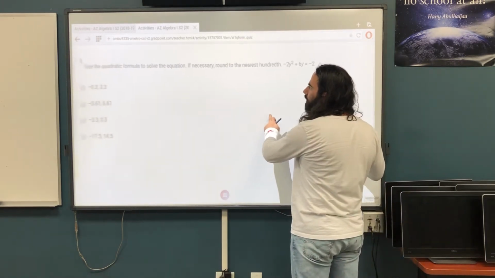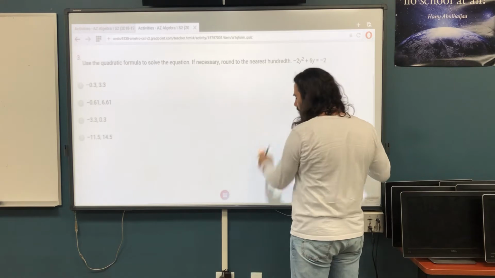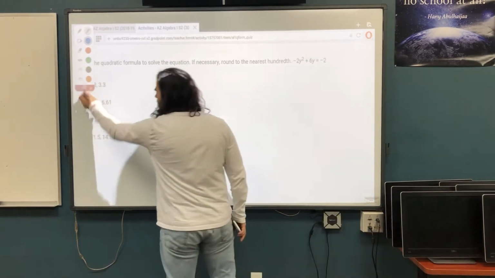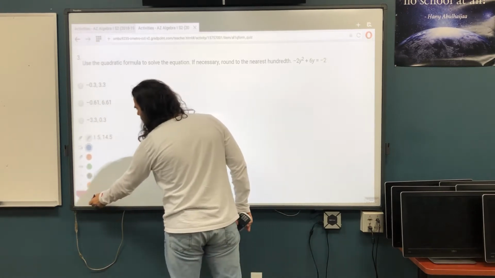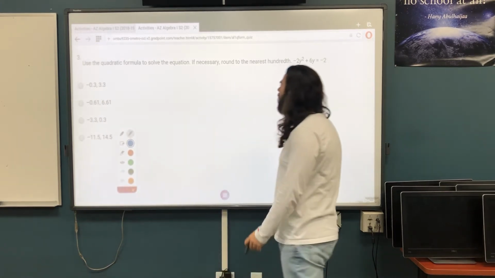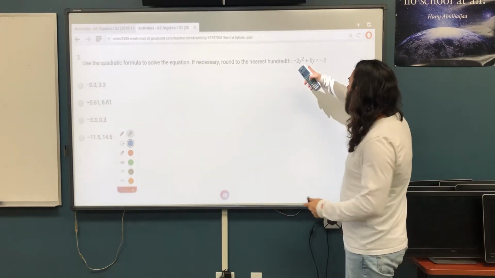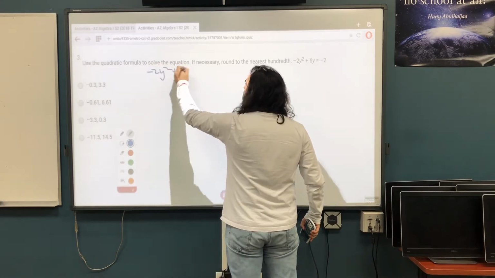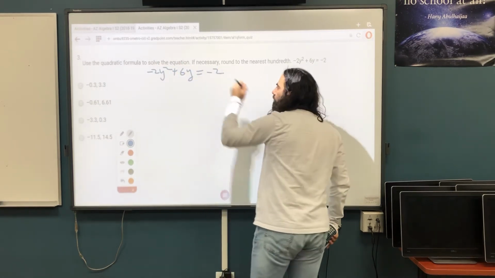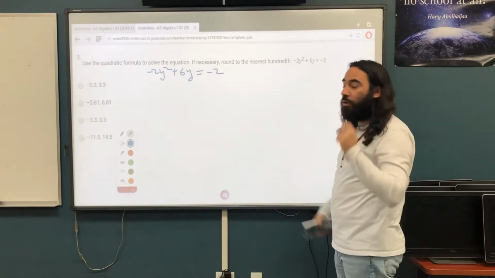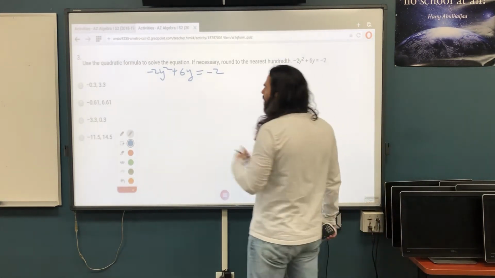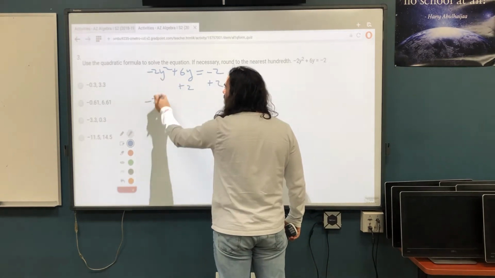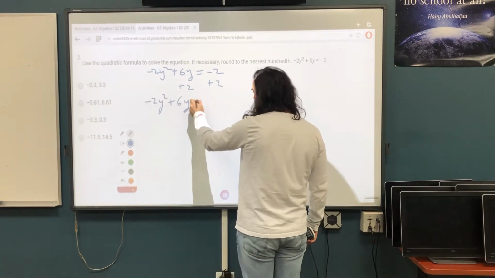Now in this question, which is the one that I need you to focus on, use the quadratic formula to solve the equation. We need to use it to solve the equation. Now the equation is negative 2y squared plus 6y equals negative 2. So the first thing, you need to move all the terms to the left side. So let's add 2 to both sides. So it's going to be negative 2y squared plus 6y plus 2 equals 0.